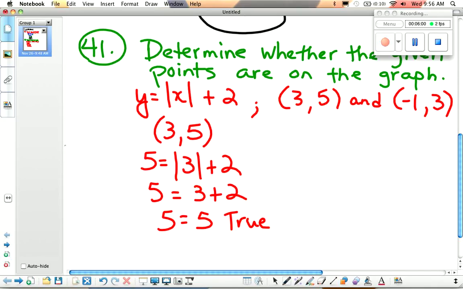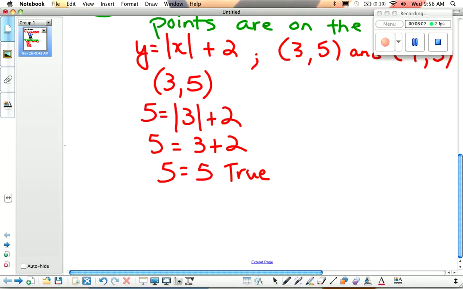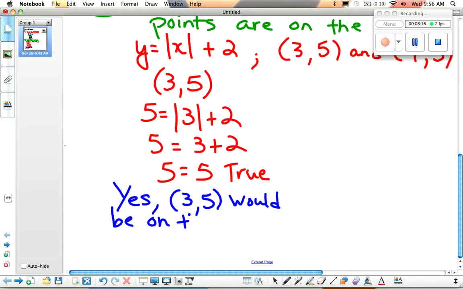Let's write it out in a sentence. Yes. Ordered pair 3, 5 would be on the graph of y equals absolute value x plus 2, punctuation.